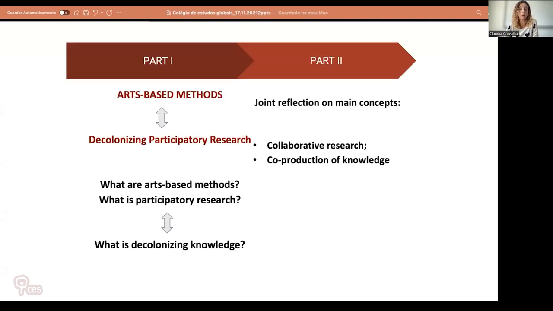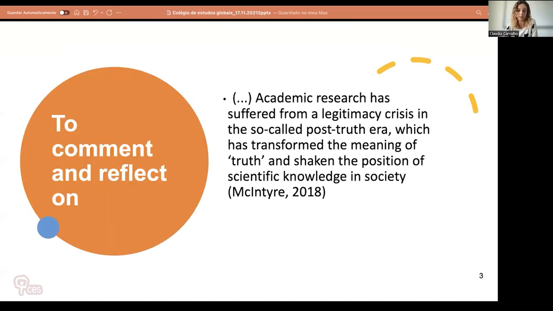And some of the questions are basic questions: what are arts-based methods, what is participatory research, and what is actually decolonizing knowledge? We've been talking about this a lot here this morning, but it seems important to have an idea of what we mean, or at least from this author's perspective. So this citation, I think, is very revealing about what we've been trying to do as researchers through a long time. It has been transformed, and the meaning of what is truth, and there has been a reframing about what is knowledge and how knowledge can be positioned in society if we make it and use it from different perspectives.